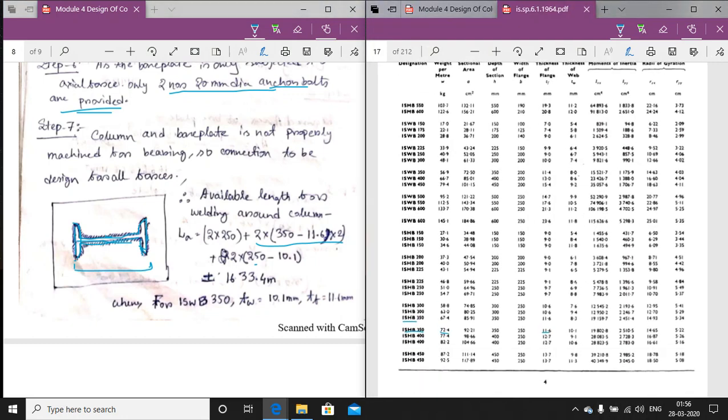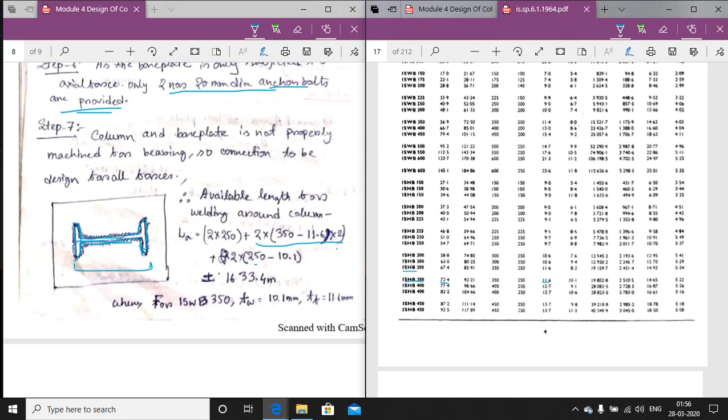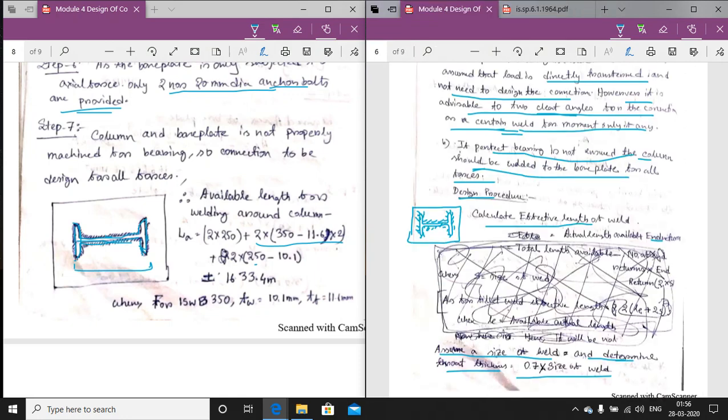If we see here ISHB, the thickness of the web is 10.1. So for 10.1 we will subtract 10.1, then 2 into 250 minus 10.1. So this is the available length, 1633. Now for that I have also written for ISHB 350, TW is equal to 10.1, TB is equal to 11.6.